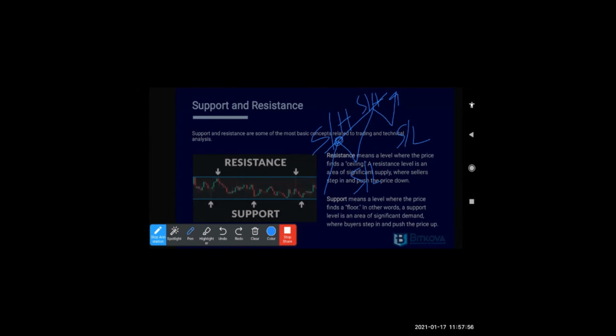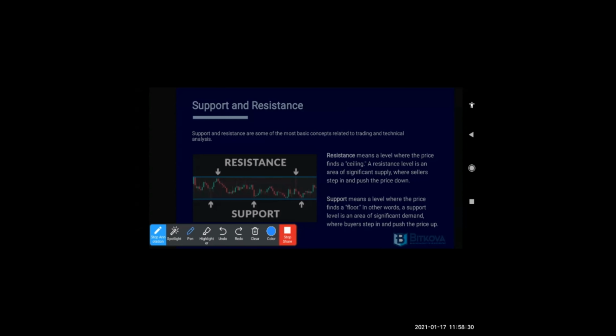That's why when you join your trend line, the price always or most often respect these lines. If it comes, it will bounce back, like this, like this. Okay? So this line here at the top acts like a resistance, meaning it says here that resistance means a level where the price finds a ceiling. A resistance level is an area of significant supply where sellers step in and push the price downward.